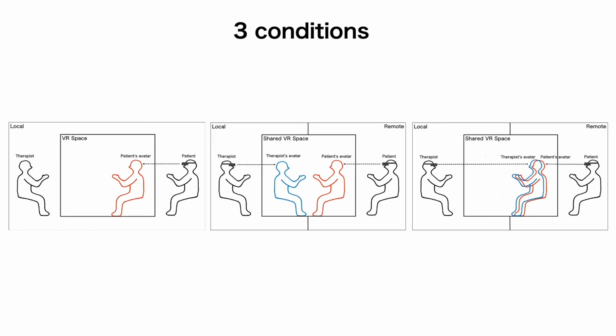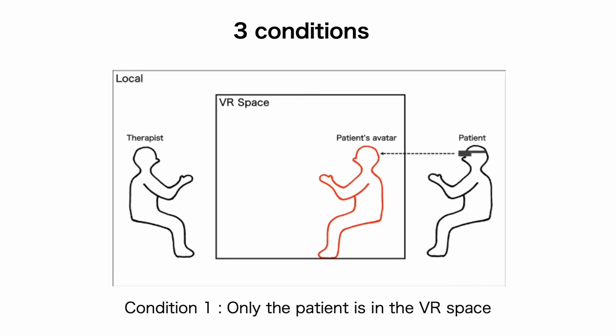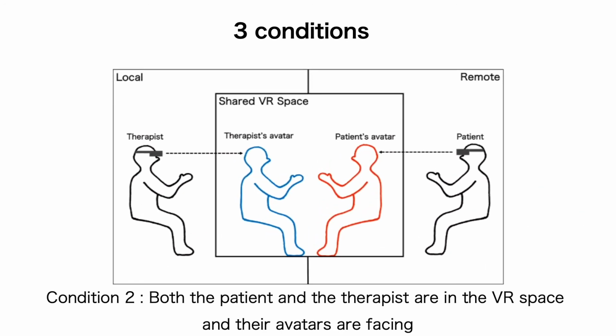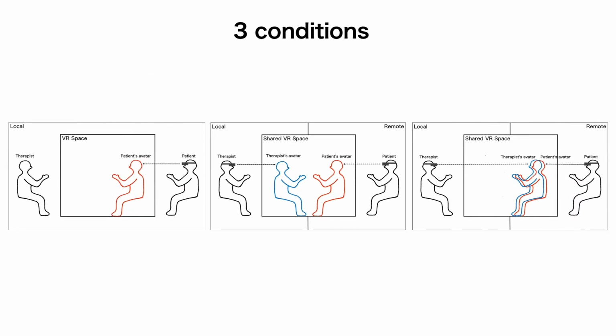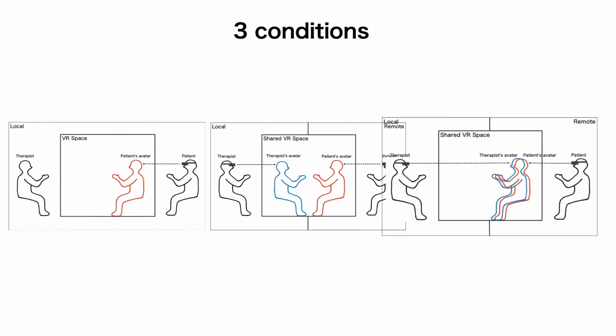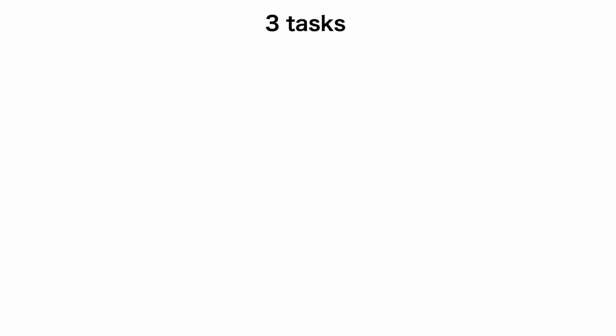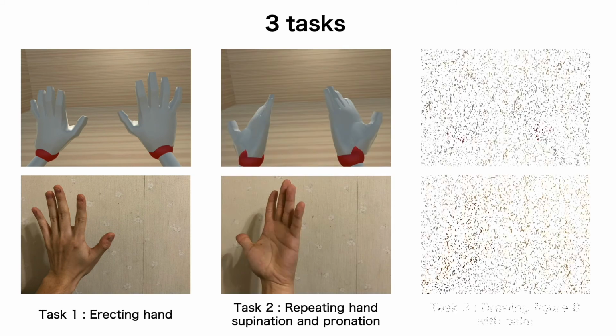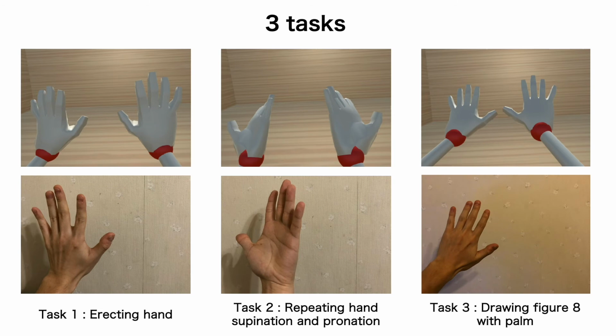The 3 conditions are as follows. In the first condition, only the patient is in VR space and the therapist instructs them only by voice. In the second condition, both therapist and patient are in VR space and facing each other. In the third condition, both therapist and patient are in VR space and overlapping. The 3 tasks are as follows: erecting the hand, repeating hand supination and pronation, and drawing a figure 8 with the palm.